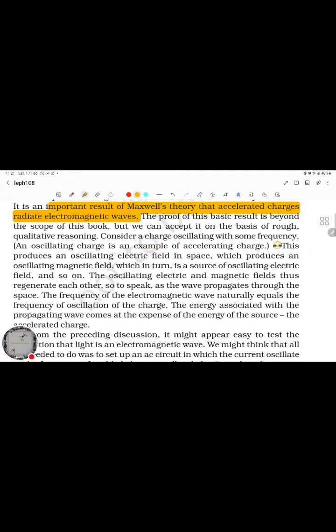Considering a charge oscillating with some frequency, an oscillating charge is an example of an accelerating charge. This produces an oscillating electric field in space, which produces an oscillating magnetic field, which in turn is a source of oscillating electric field, and so on. The oscillating electric and magnetic field thus regenerate each other, so to speak, as the wave propagates through the space. The frequency of the electromagnetic wave naturally equals the frequency of the oscillation of the charge. The energy associated with propagating waves comes at the expense of the energy of the source, the accelerated charge.